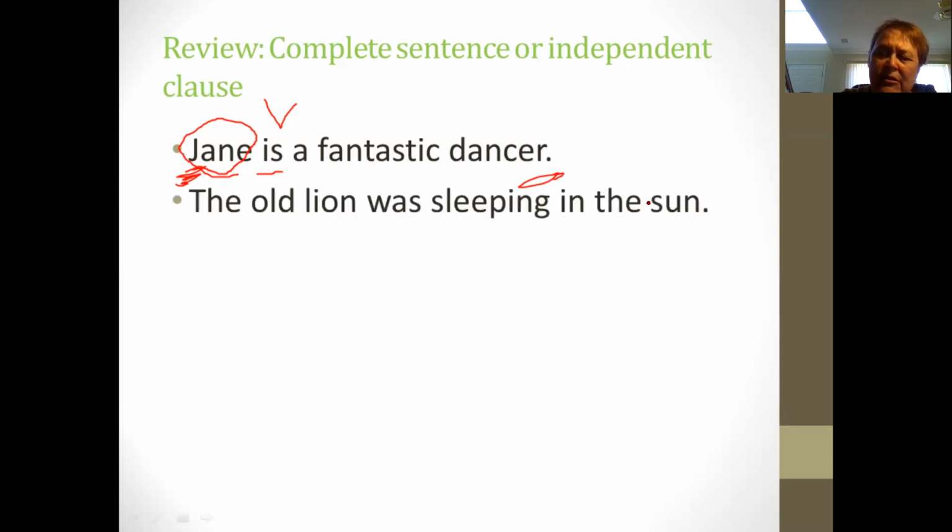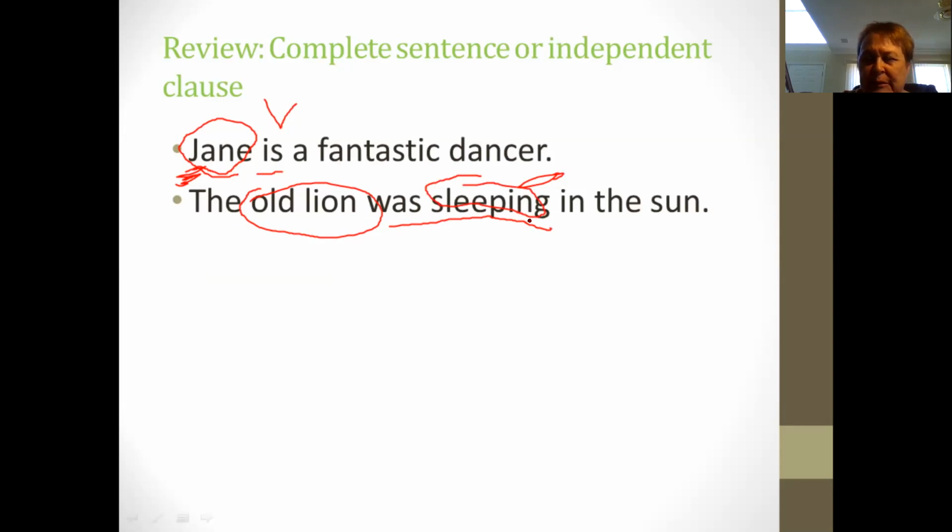Next one. The old lion was sleeping in the sun. So what's your subject here? All right, if you said old lion, you were correct. One moment, here we go. Old lion is your subject. What's your verb? Did you say was sleeping? This is actually a verb phrase. Sleeping is your main verb and was is your auxiliary over here.